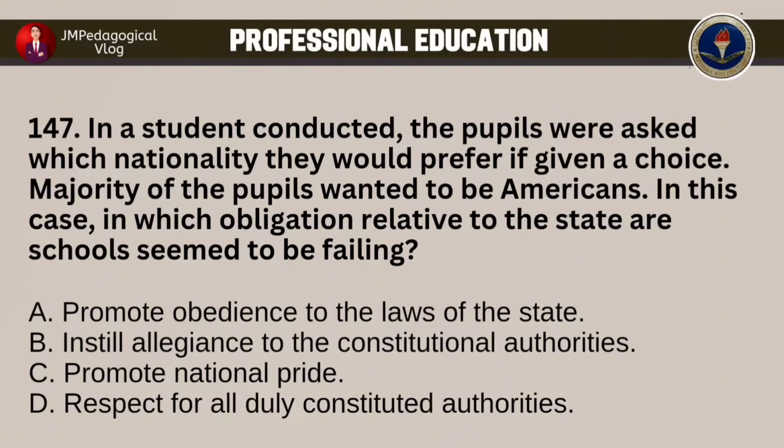147. In a study conducted, the pupils were asked which nationality they would prefer if given a choice. The majority of the pupils wanted to be Americans. In this case, which obligation relative to the state or school seemed to be failing? A. Promote obedience to the laws of the state. B. Instill allegiance to the constitutional authorities. C. Promote national pride. D. Respect for all duly constituted authorities. C. Promote national pride.